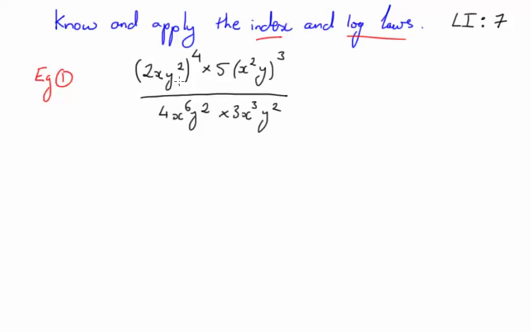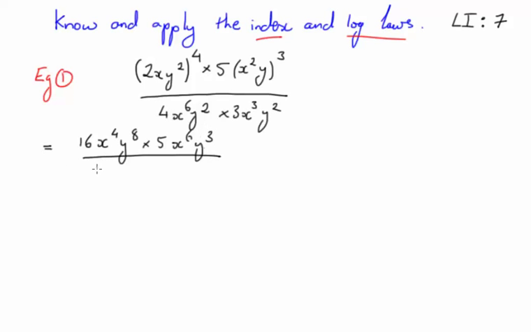We've got 2x y squared all in brackets to the power of 4, times more terms. First thing I like to do is get rid of brackets. You don't have to follow these steps in this exact order, but this is how I go about it. So 2 to the power of 4 is 16. X to the power of 4 is x to the power of 4. Y to the power of 2 to the power of 4 is y to the power of 8. Then we've got 5, then x squared cubed is x to the power of 6. Y cubed is y cubed.